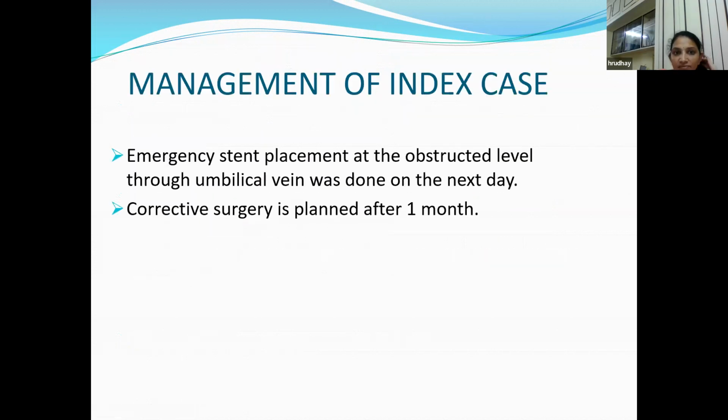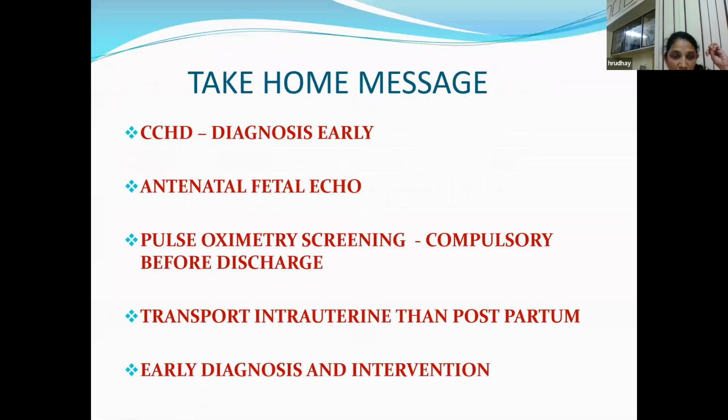In our case, we shifted the baby to a cardiac center, where an emergency stent was placed in the obstructed level through the umbilical vein the next day, and corrective surgery has been planned after 1 month. The take-home message is that in critical congenital heart disease, early diagnosis and early intervention decrease mortality and morbidity.